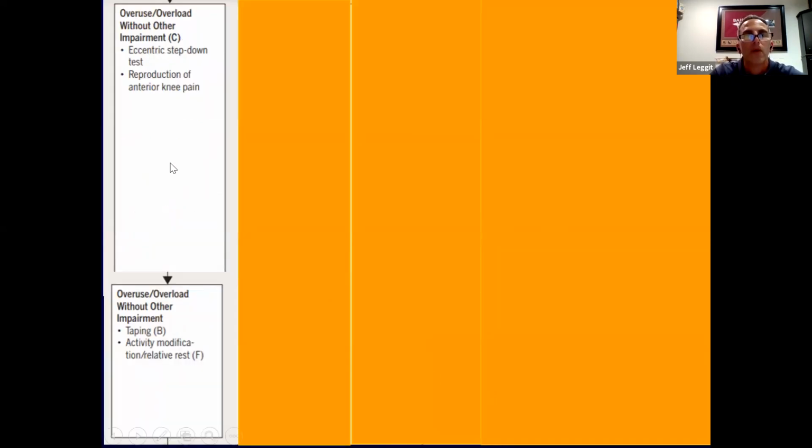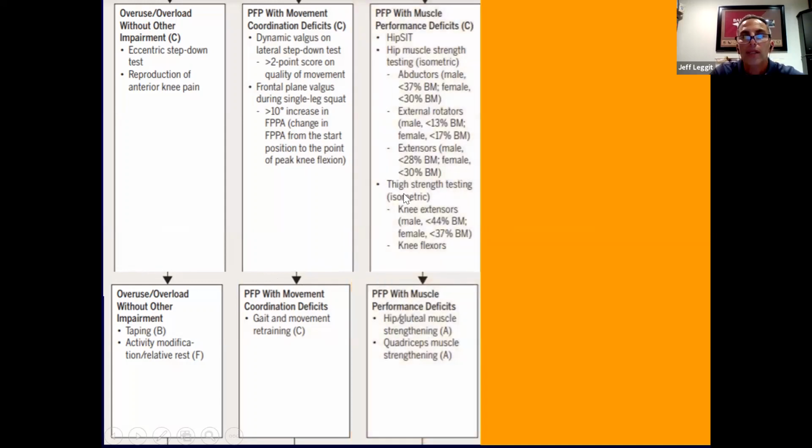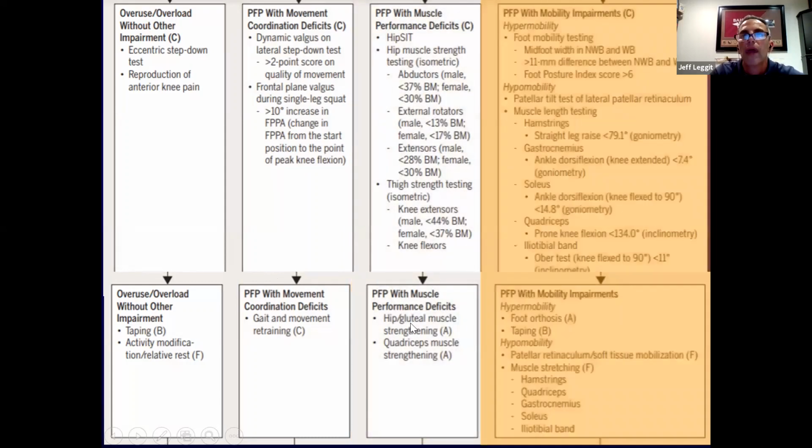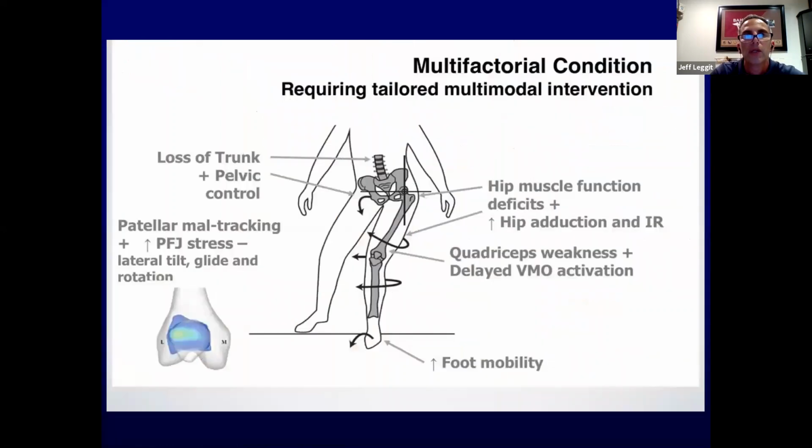And here's our treatment. Overuse, shut them down for a little bit, maybe tape, because remember we said that worked in the short term, and that's relative rest because that's your overuse patient. Movement deficits, then you're going to do some gait retraining and movement retraining. Weakness, then you're going to work on their weakness. And if you have some hypermobility or hypomobility, you're going to work on that with foot orthoses or taping or some mobility exercises. And so it's a little less daunting when you break it up into those categories. And I hope that's helpful for you the next time you see a patellofemoral pain patient.